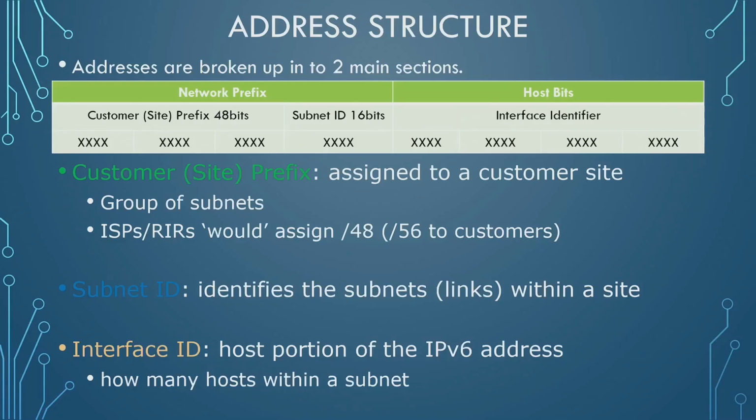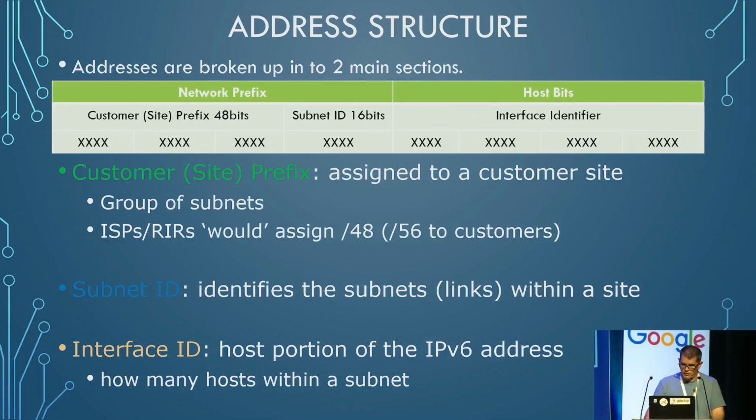Network addresses. IPv6 network addresses are made up of 2 sections: the network prefix and the host bits. The network prefix is made up of two parts. You have the customer site prefix, which defines a group of subnets, and you have a section there where ISPs or RIRs would assign either, say, a /48 or a /56. And then you have a subnet ID. This defines the subnets or links within a site. The second block of 64 bits is the interface identifier, the host portion of the IPv6 address.